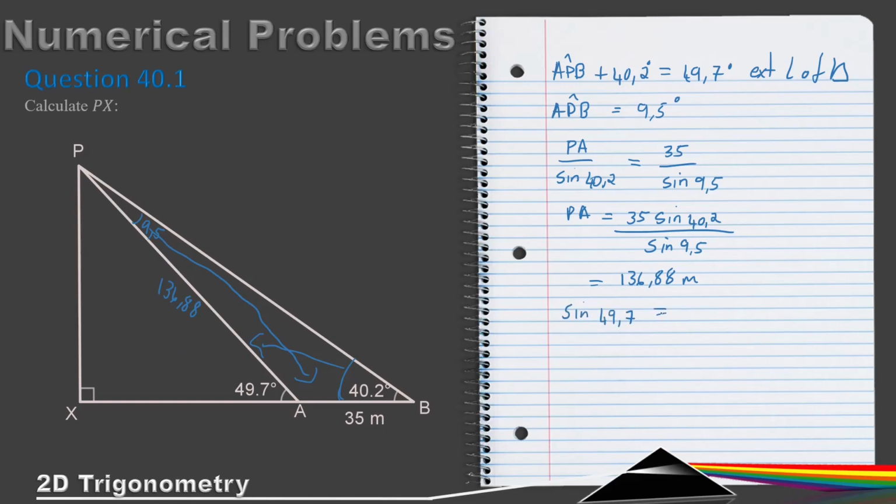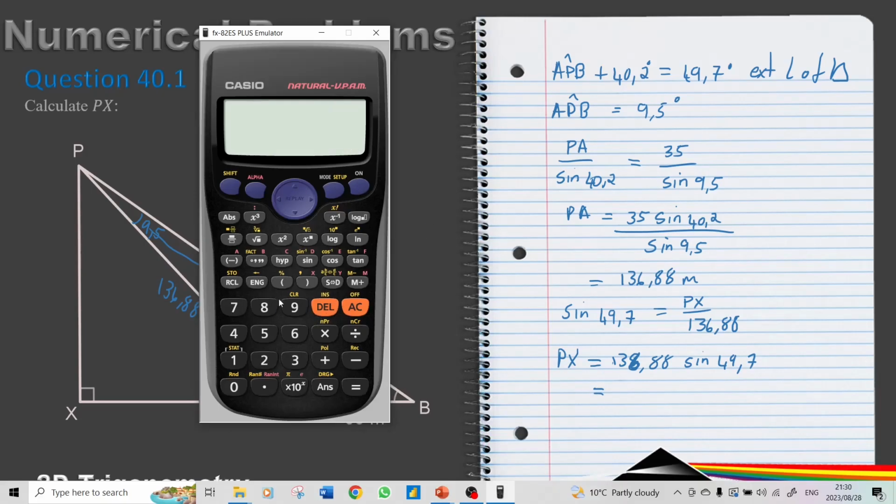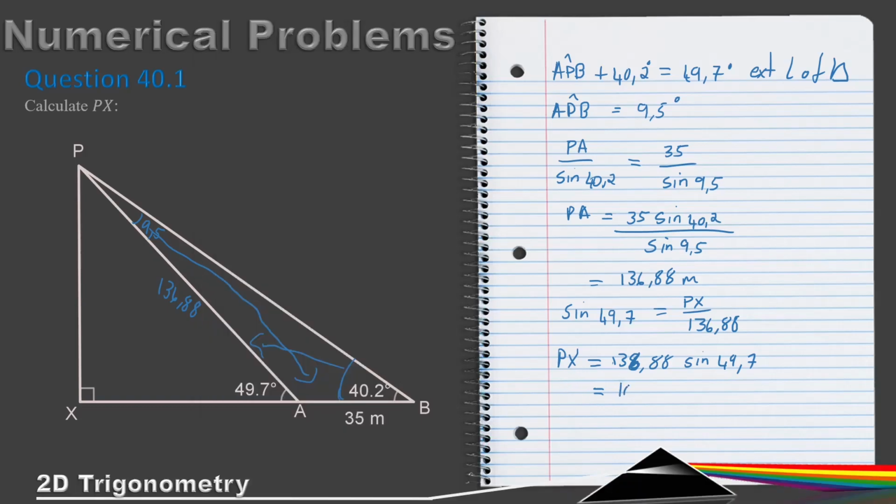49,7 is equal to opposite, which is px, over 136,88, and use cross multiplication, then px is equal to 136,88 times sine of 49,7, and type that into the calculator. So 136.88 times sine of 49.7 is equal to 104,39. So 104,39, and then that is in meters.